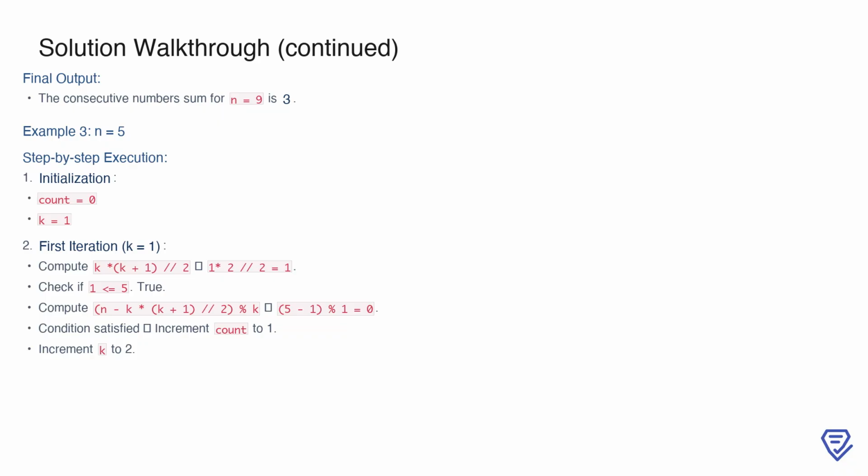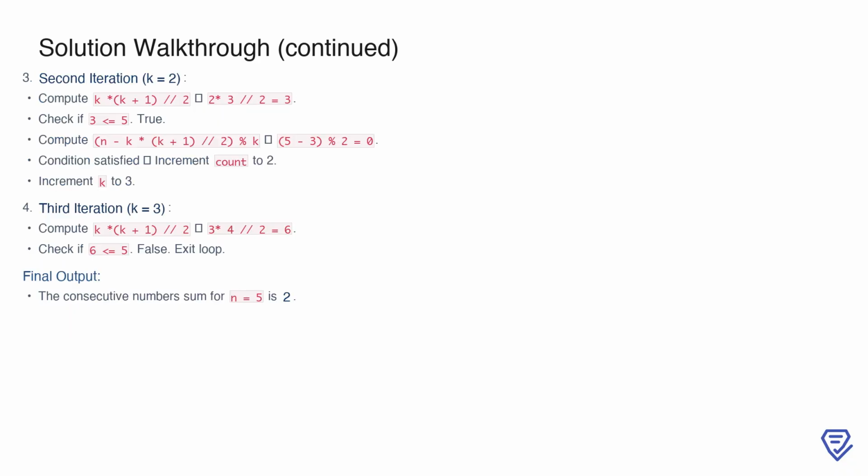Since 1 is less than or equal to 5, we check the condition: k * (k + 1) / 2 % k. Substituting the values, 5 - 1 % 1 equals 0, so the condition is satisfied. We increment count to 1 and increase k to 2.